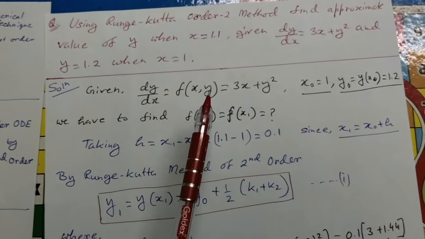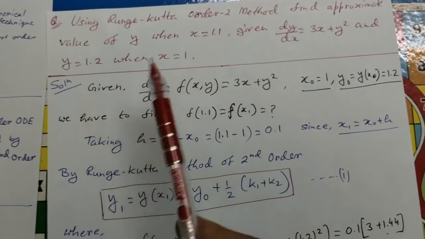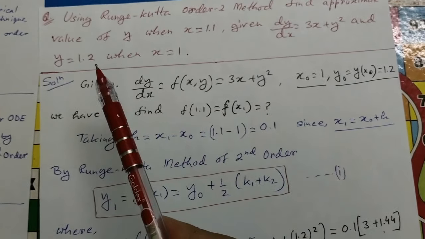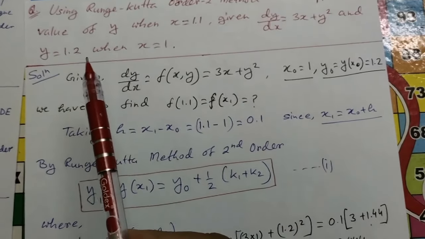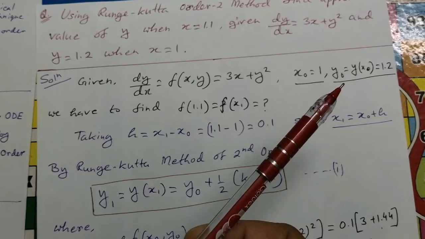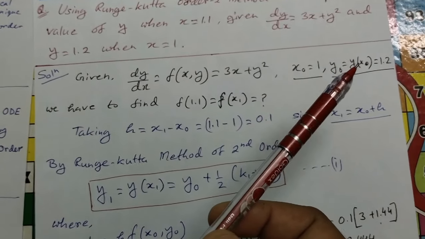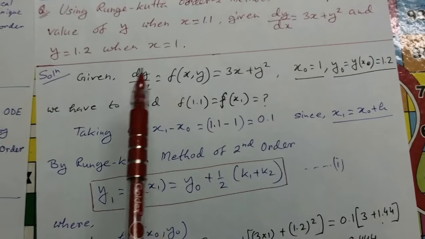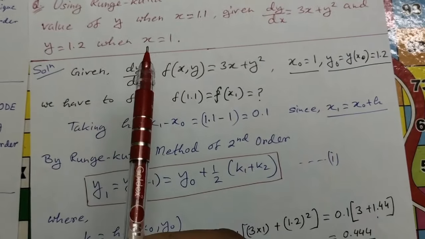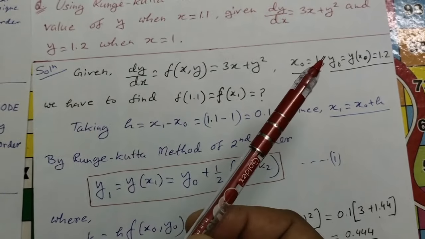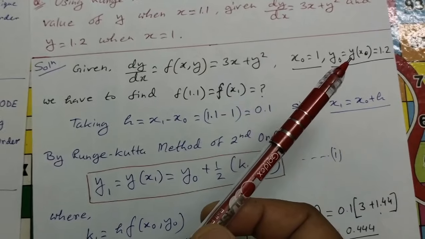So dy/dx equals f(x,y) equals 3x plus y squared, where x0 is given. Here y(1.2), that is y equals 1.2. That means y0 equals y(x0) equals 1.2. And what is the value of x0? Y equals 1.2 when x equals 1. So y0 equals y(x0) equals 1.2 and x0 equals 1, it is given.